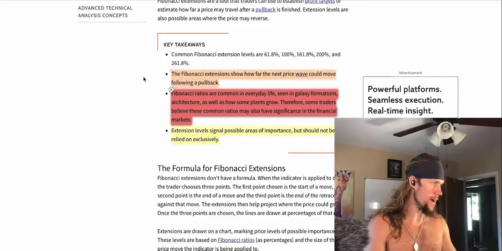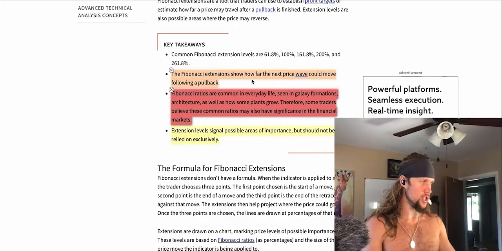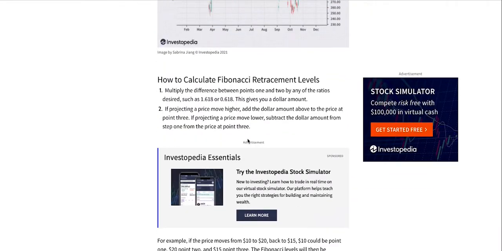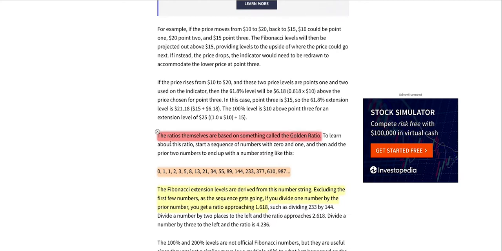So bringing it back to what we want to talk about today, that is the Fibonacci retracement and extension tools. The Fibonacci extension shows how far the next price wave could move following a pullback. Fibonacci ratios are common in everyday life, seen in galaxy formations, architecture, and how plants grow. Therefore, some traders believe these common ratios may also have significance in the financial markets. Extension levels signal possible areas of importance, but should not be relied on exclusively.